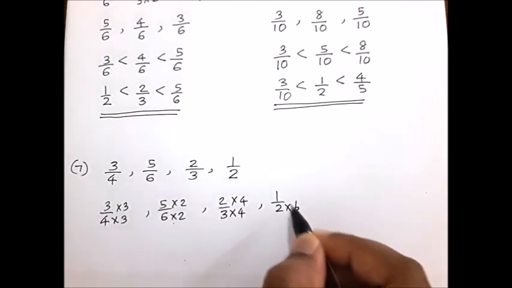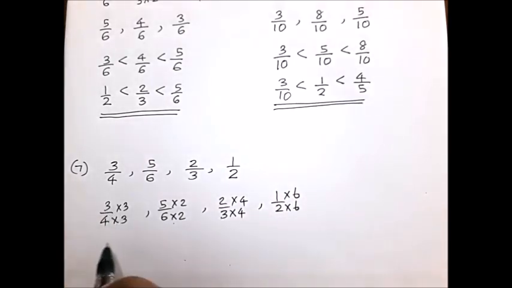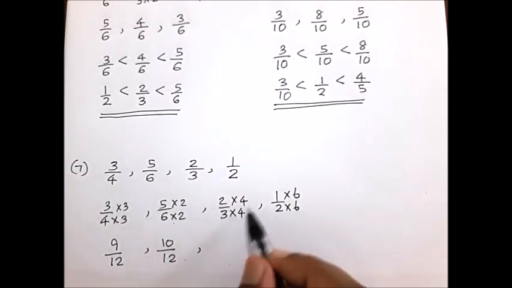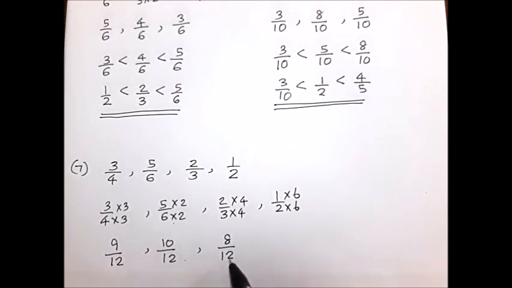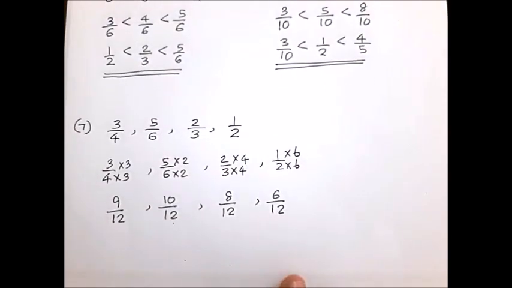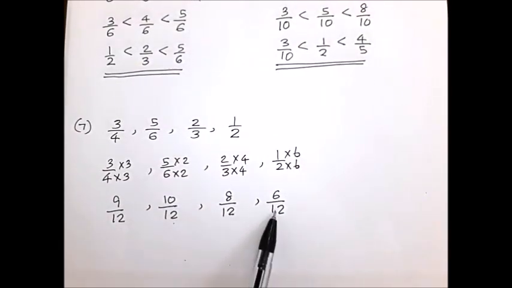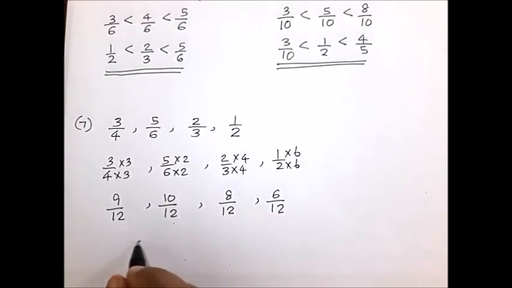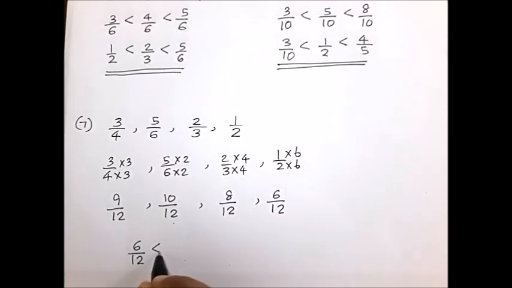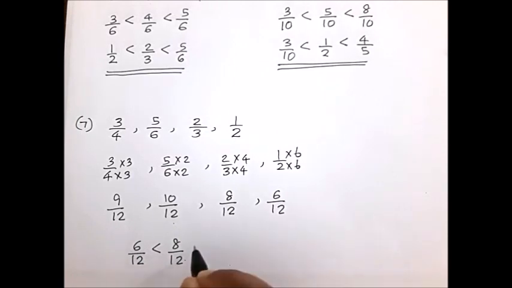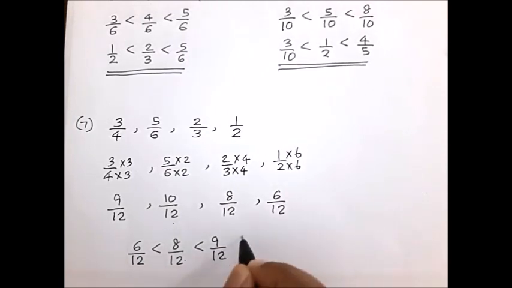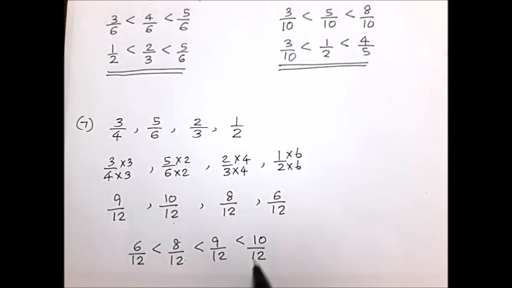Half multiplied by 6. 3 multiplied by 3, 9 over 12. 5 multiplied by 2, 10 over 12. 2 multiplied by 4, 8 over 12. 6 over 12. Now denominators are same. It is 12. Now you have to compare numerators. This one is the lowest numerator. So it is the lowest fraction. Next one 8 over 12, 9 over 12 and largest one is 10 over 12.